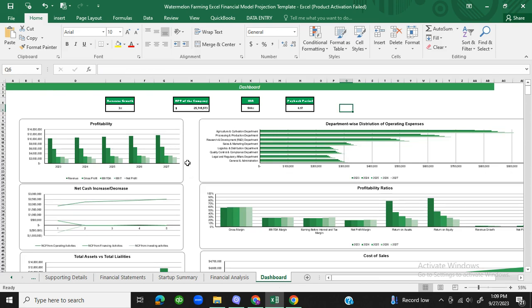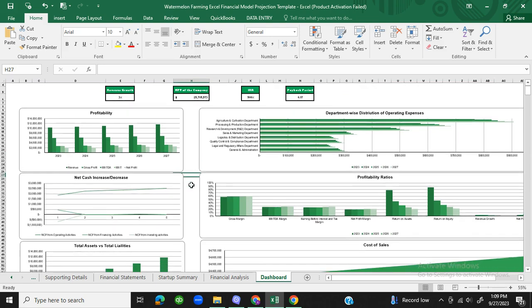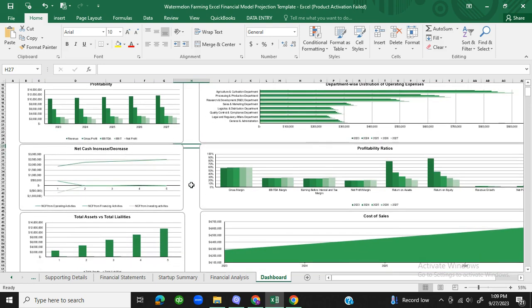Lastly, the dashboard is basically the graphical representation of all the financials that we have calculated in the previous sheets.